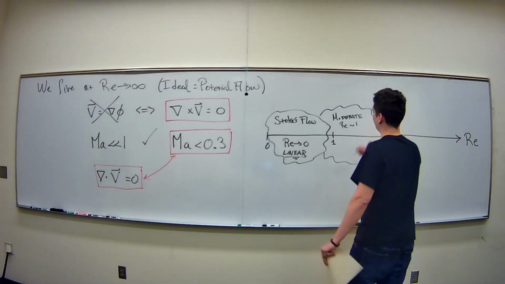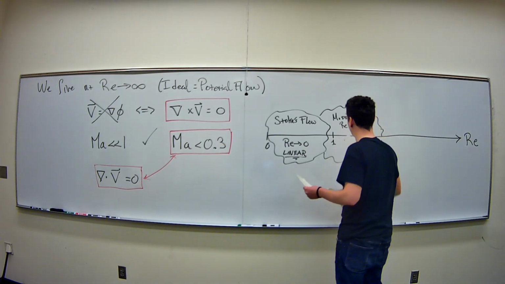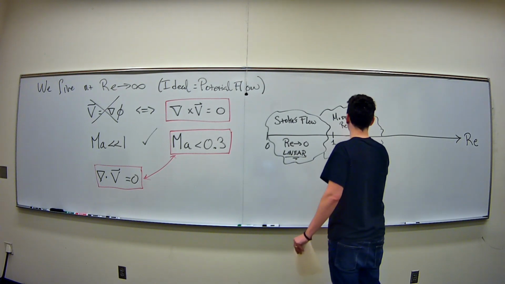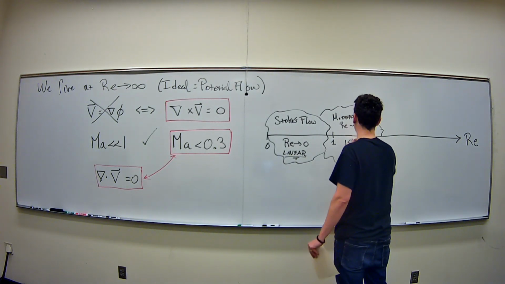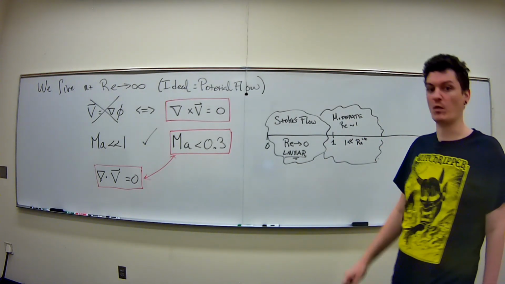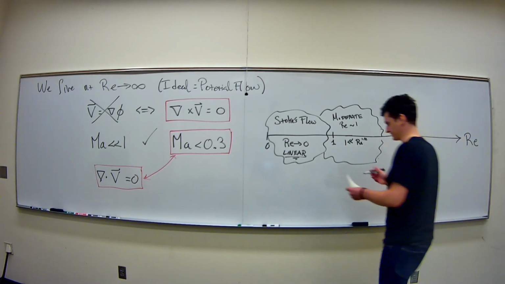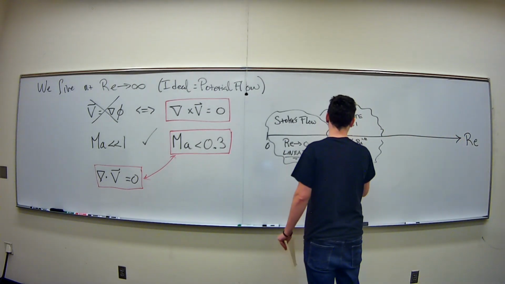Okay, so one way we could think of this moderate regime, at least for how we're handling it, is that the square root of the Reynolds number is at least much bigger than 1. And this puts you into that asymptotic theory. Okay, so right here, this is really asymptotic theory.